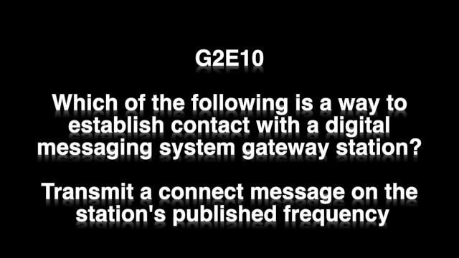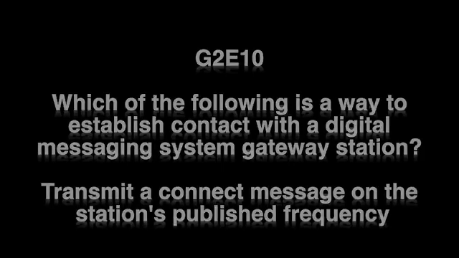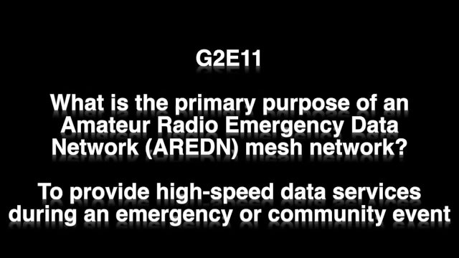G2E10. Which of the following is a way to establish contact with a digital messaging system gateway station? Transmit a connect message on the station's published frequency. G2E11. What is the primary purpose of an amateur radio emergency data network, AREDN, mesh network? To provide high-speed data services during an emergency or community event.